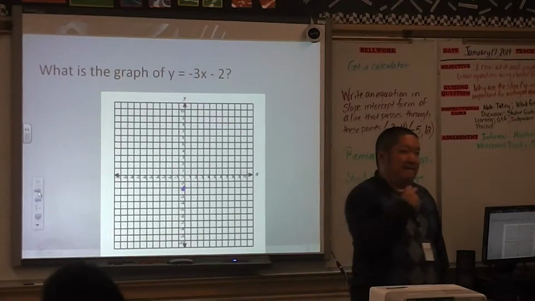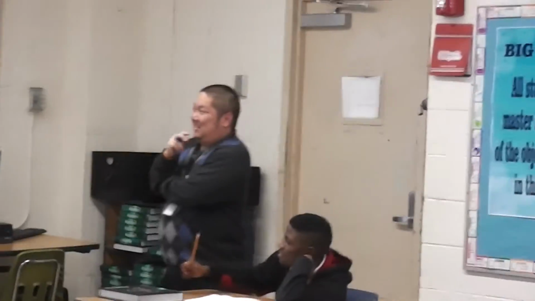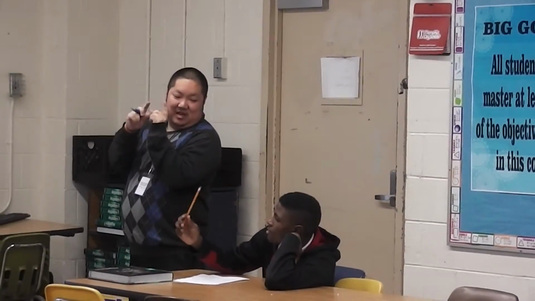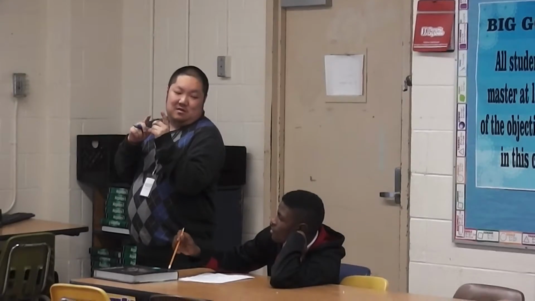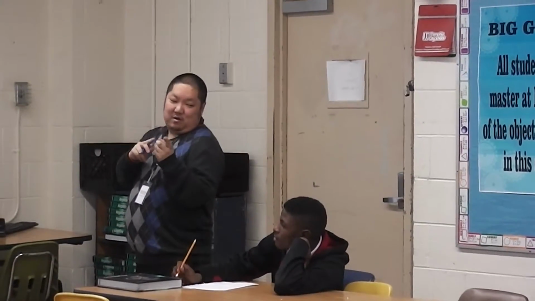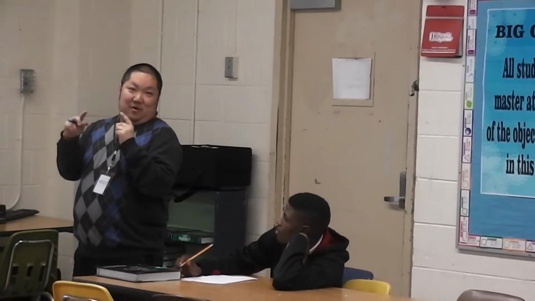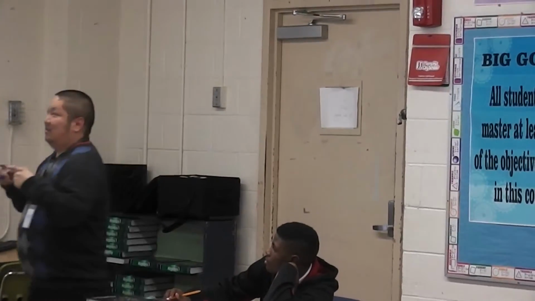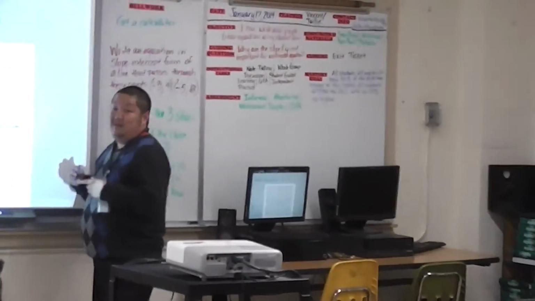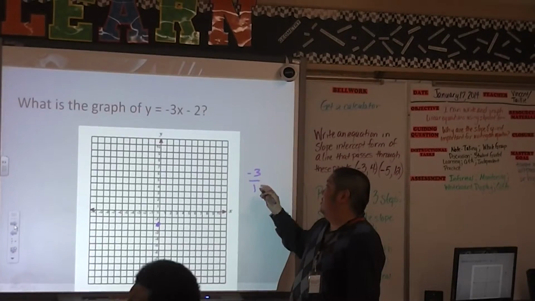Alright, negative 2. Now, normally we've been going up and to the right to do a positive slope. So we're still going to go up, but instead of going to the right, we're going to go left. Okay? So before you get to that point, our slope we said was negative 3. In order to make it into a fraction, it's going to be what? Negative 3 over 1 is our slope. So that's our rise over run.